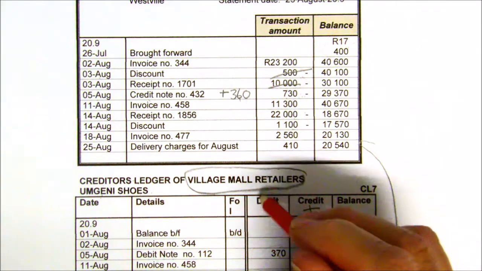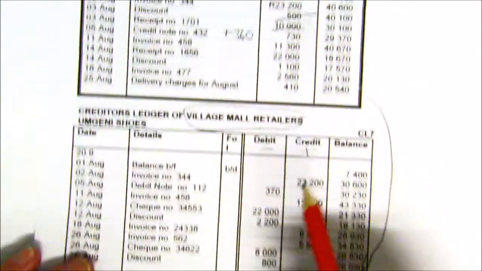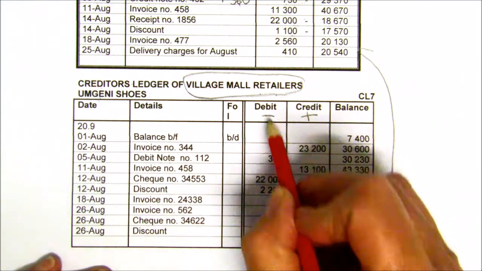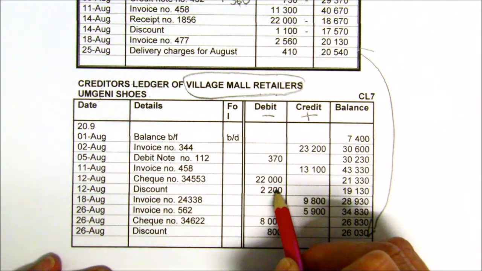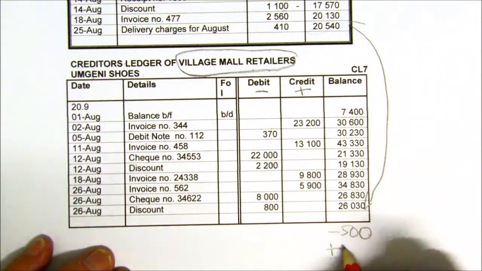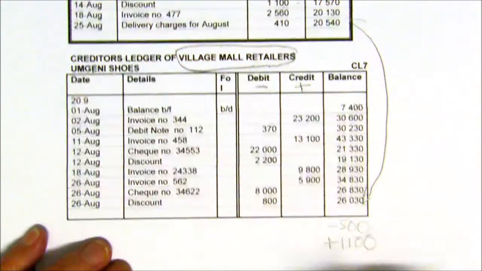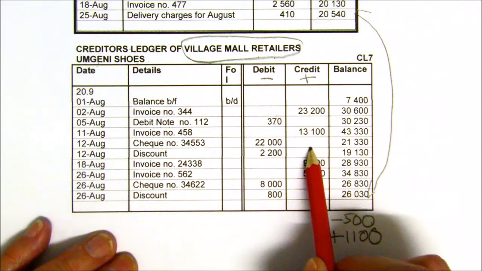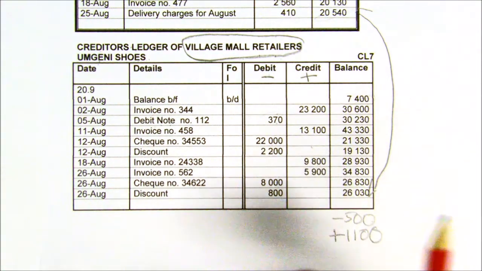And they said to you, Village Mall, that's us, we made a mistake. And remember, we would have minus 2,200. So now you're going to have to plus 1,100 onto this account because you minused too much. You'll have to go into the credit column.